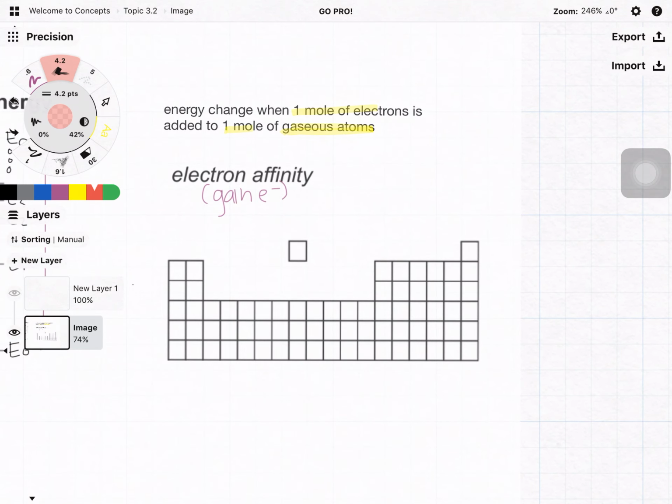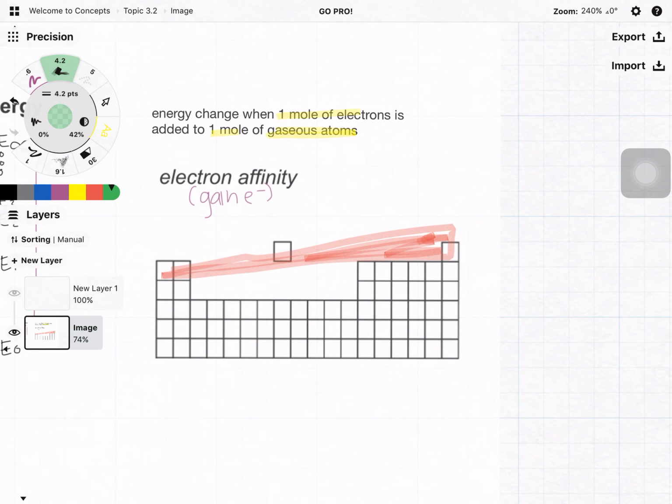The IB very rarely asks questions about electron affinity, but you do need to know the definition, general trend, and explanation. So as we go across a period, the electron affinity increases. Now, electron affinity is a little bit weird because it increases, and what we mean by increasing is that it gets more negative. More energy is being released as we go across a period. As we go down a group, generally, although there are some exceptions, the electron affinity decreases. So let's take a look a little bit at why.